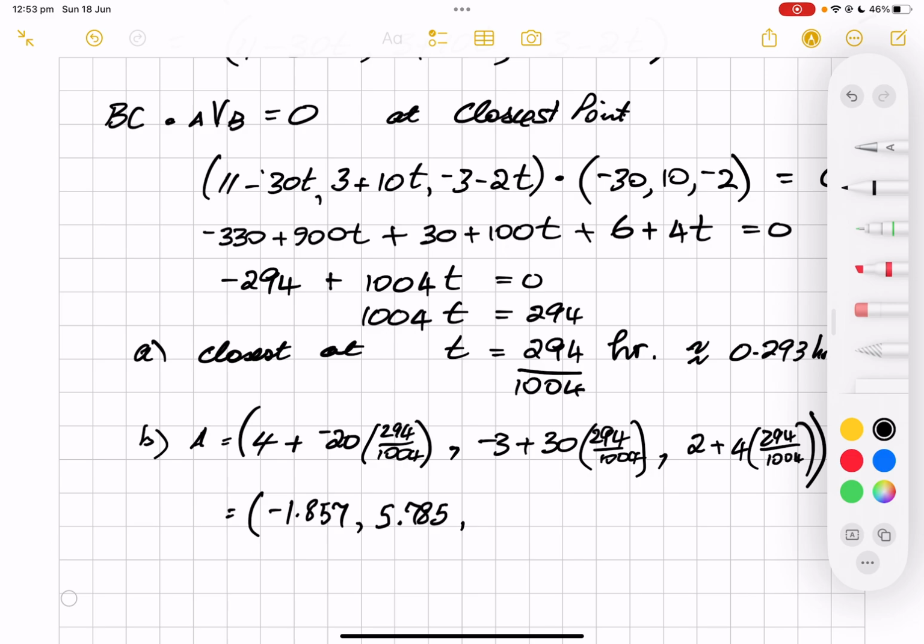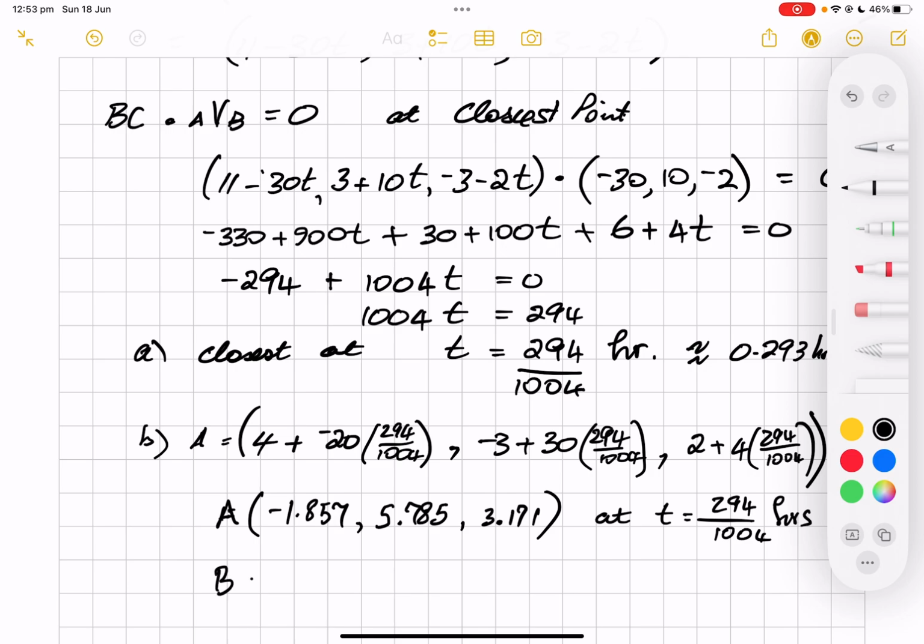And 2 plus 4 times 294 divided by 1004. That's at 3.171. That's where A is at time equals 294 over 1004 hours.